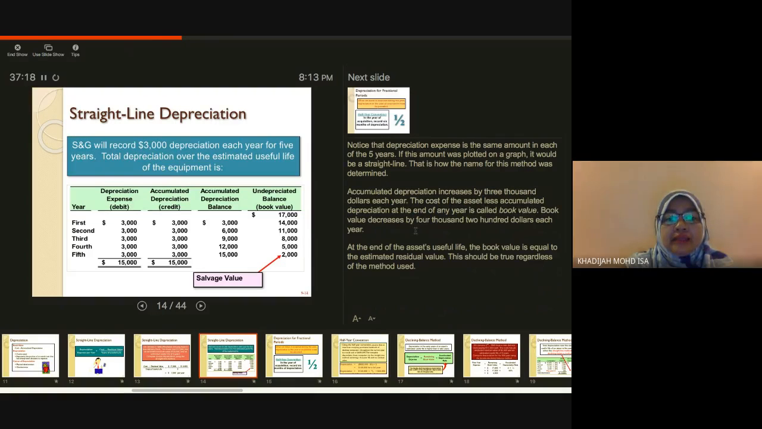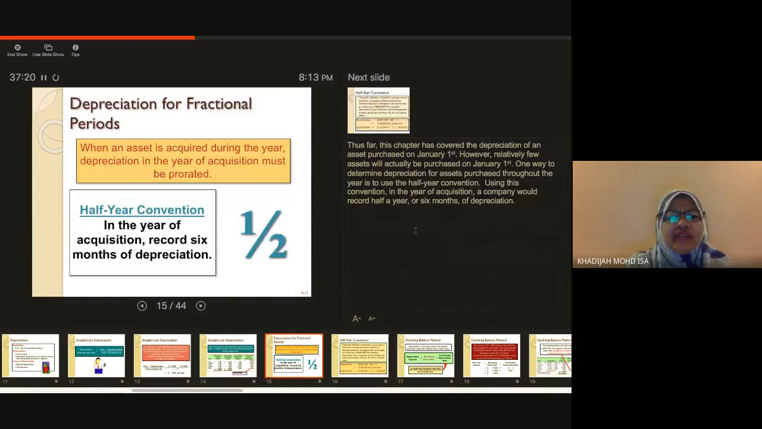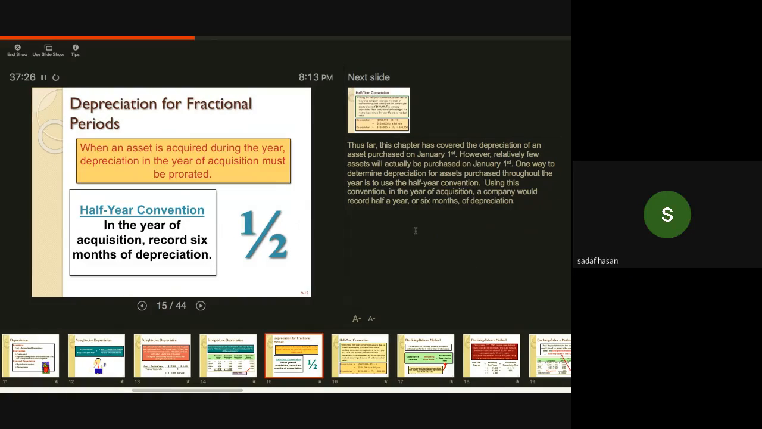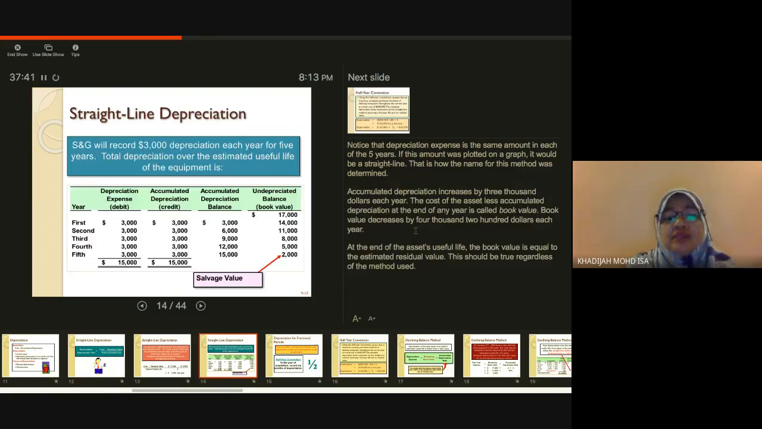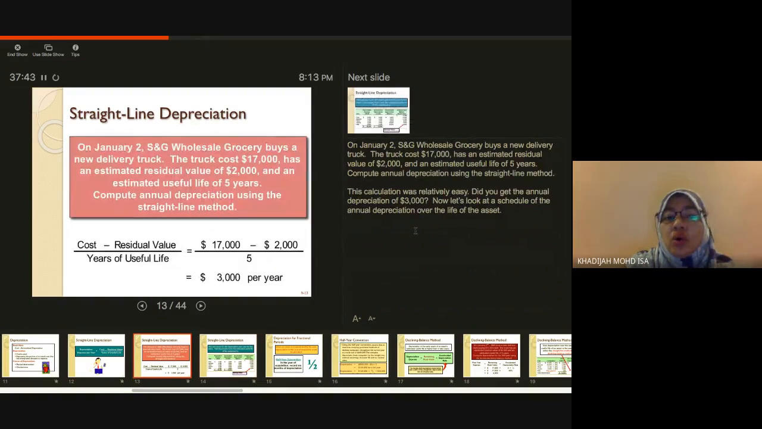But there is another method, depreciation of fractional periods. It means that when you acquire an asset during the year, we must calculate it prorated by the month. For example, if you purchase the asset in July, we're going to have whatever amount times by half. But for the purpose of this course, I will only use a whole year depreciation.